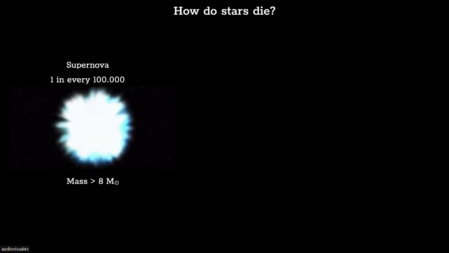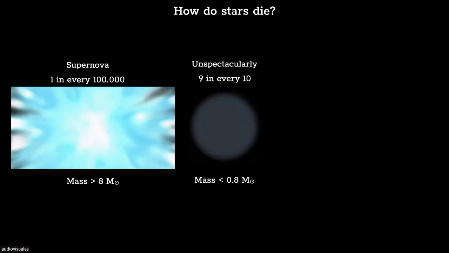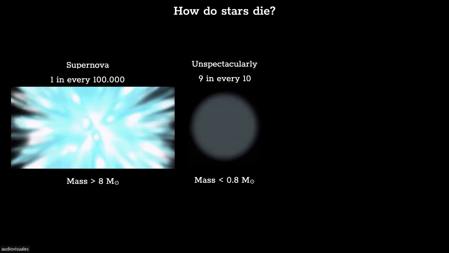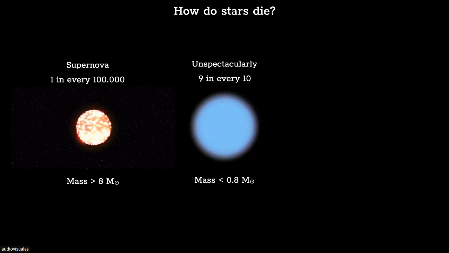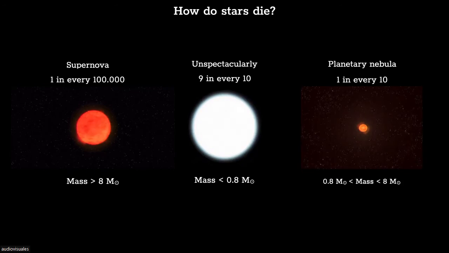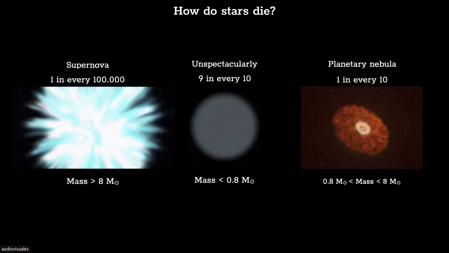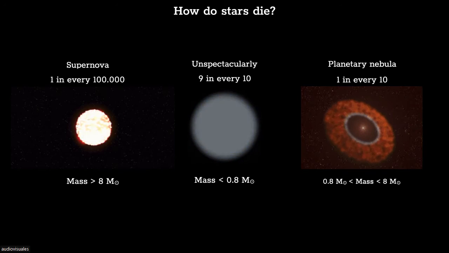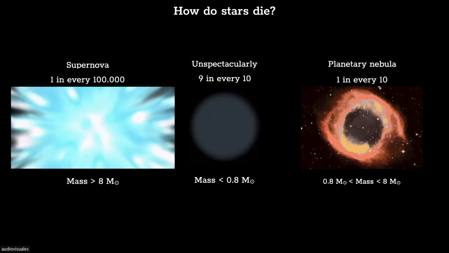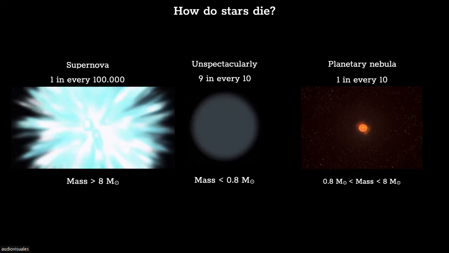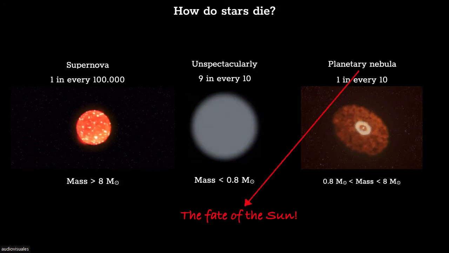Most stars in the universe, that is 9 out of 10 stars, die quite unspectacularly, without making a big fuss of it, without making any noise. They die quite unnoticed. But 1 out of 10, which is 10%, is not a bad percentage, have a mass between 0.8 solar masses and approximately 8 solar masses. They reach this AGB stage, this asymptotic giant branch stage, and they die as a planetary nebula. We, in fact, think that this will be the fate of our sun.